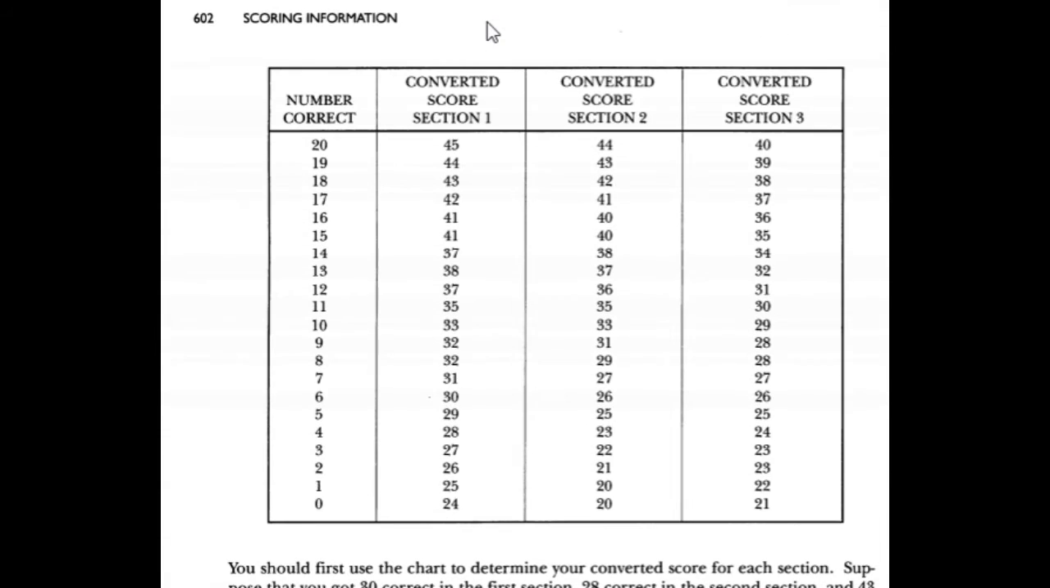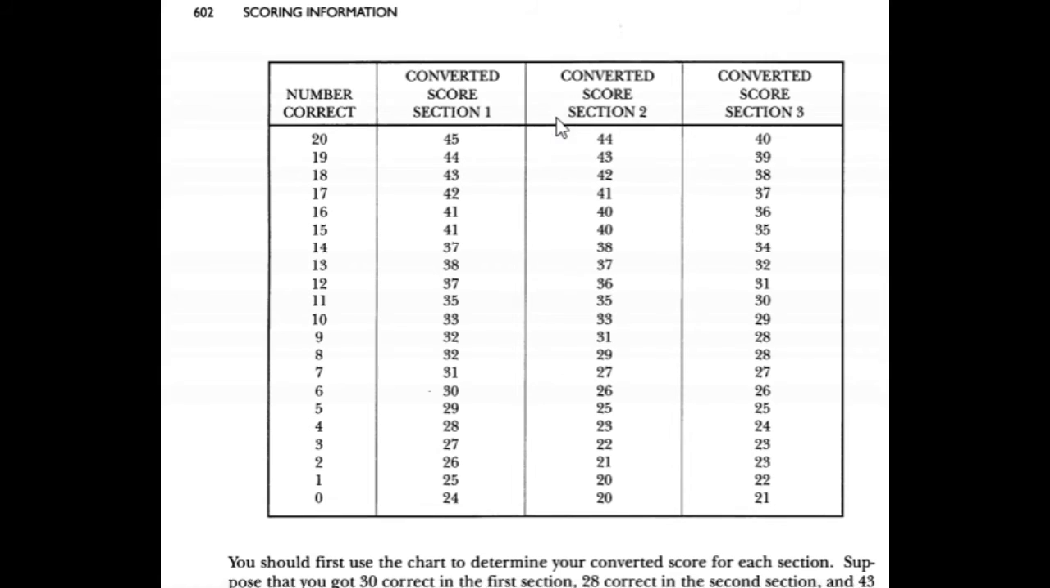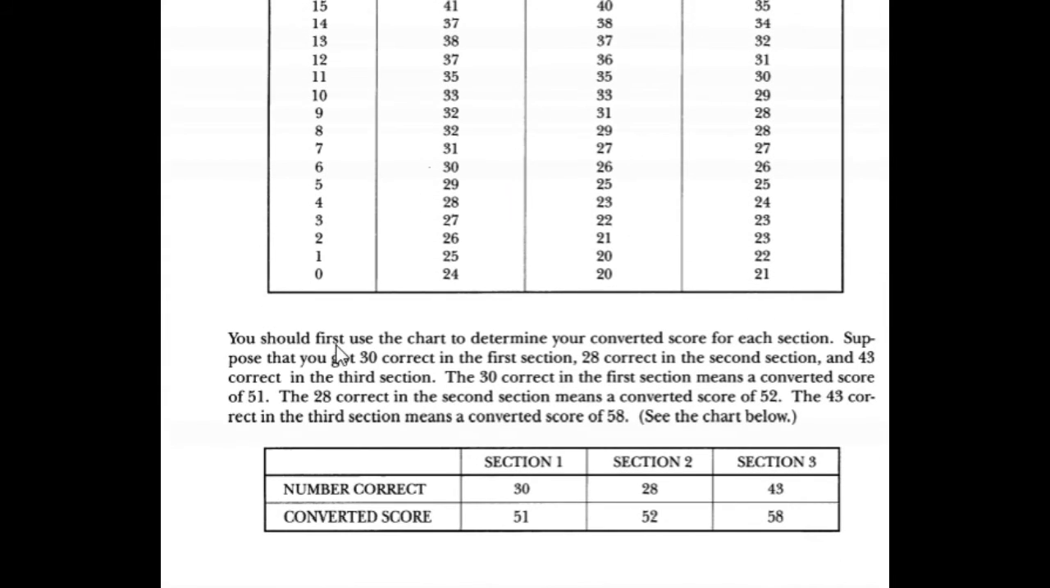And then here you have the same structure. Now you have the number, you have the conversion. So this is what you need to do. You should first use the chart to determine your converted score for each section. Suppose that you got 30 correct in the first section, so it is equal to 28. Well, we have 28 correct in the second section and 43 correct in the third section. Then we need to identify in the chart the representation of the number.